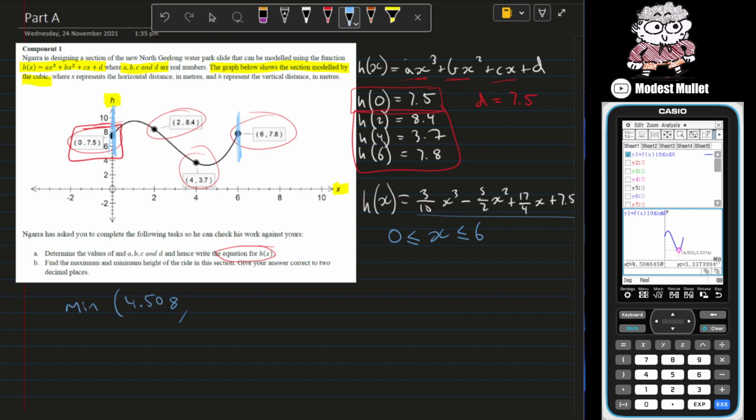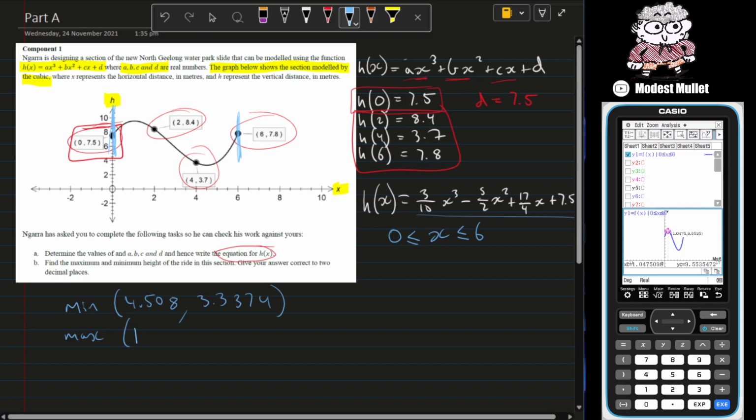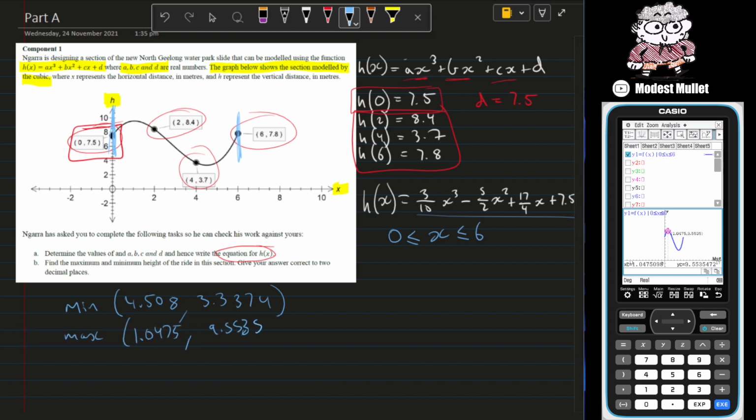4.508, and I'm not rounding yet, 3.3374. And our max, let's get those, analysis, G-solve, max, there we go, is 1.0475, 9.5535. Okay, now that I've got those coordinates, let's go back to the actual problem.